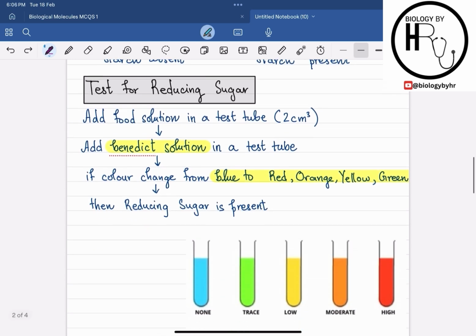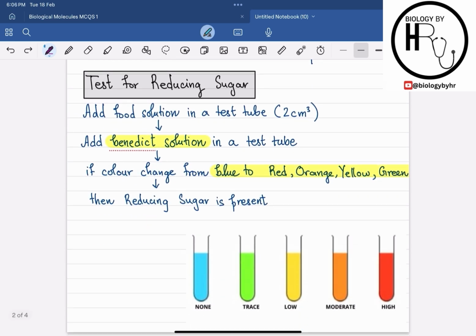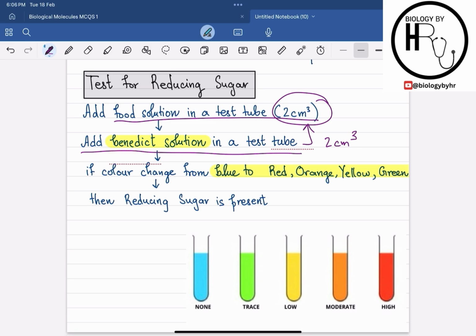Now let's move on to the test for reducing sugar. The test for reducing sugar is also very simple. We take a food solution in a test tube, for example 2 cm³. Then we add the Benedict solution in the same test tube, in the same volume. If we take the food solution to be 2 cm³, then we take the Benedict solution also to be 2 cm³.